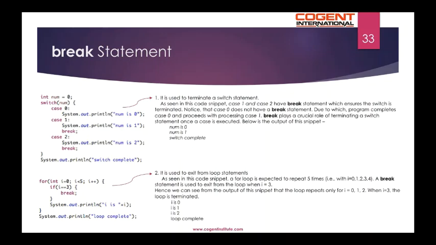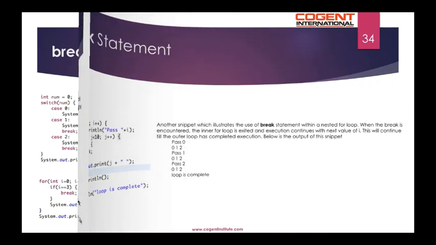In the second code sample, a break is used to exit this for loop. As seen in this code snippet, a for loop is expected to repeat 5 times, that is with i equal to 0, 1, 2, 3, 4. A break statement is used to exit from the loop when i is equal to 3. Hence, we can see from the output of this code snippet that the loop repeats only for i equal to 0, 1, and 2. When i is equal to 3, the loop is terminated. And finally, we see the loop complete printed.